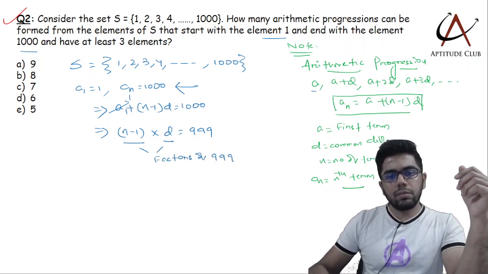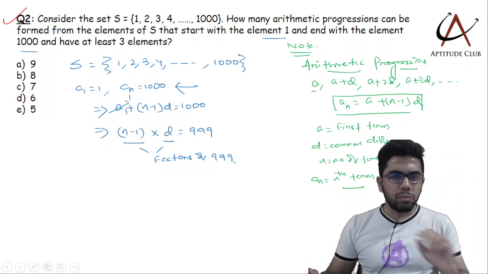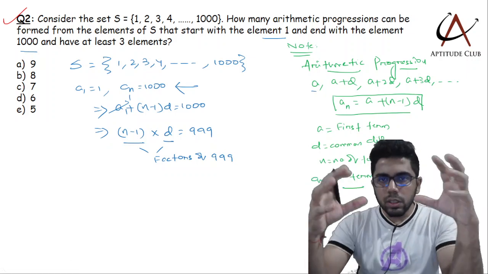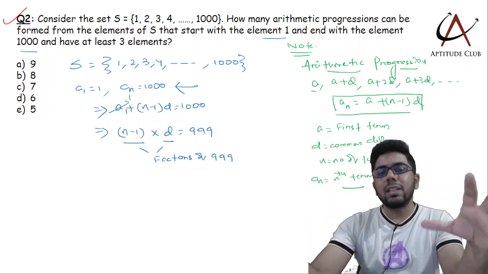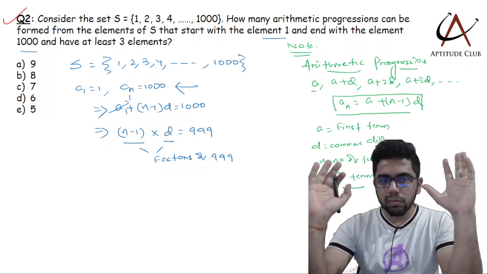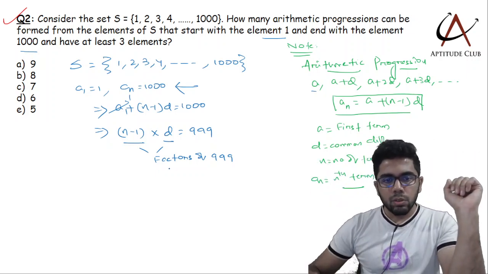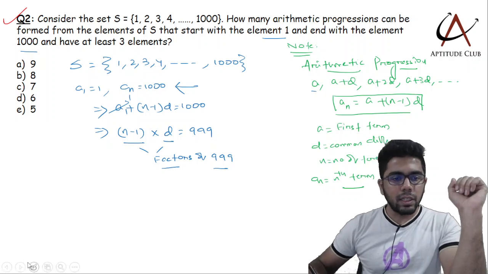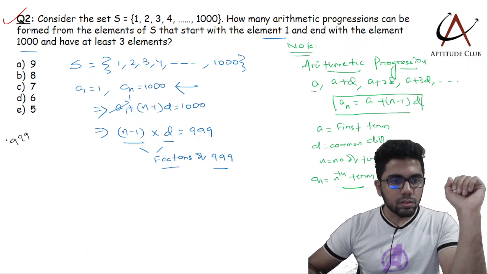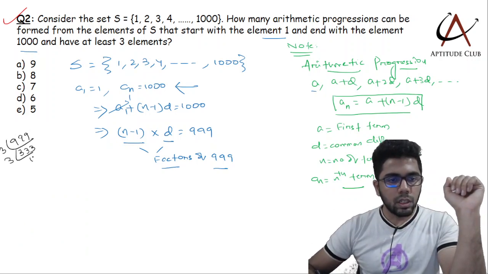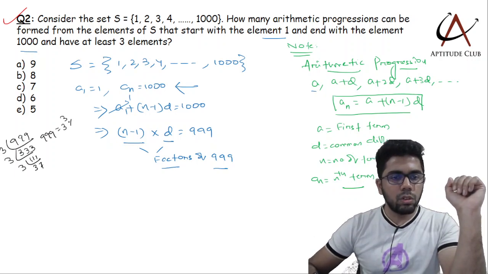So beautifully they have combined this AP and factor theory. Beautiful question. N minus 1 into d, product of these two things is 999. So these are both factors of 999. So how many factors does 999 have? Now if you prime factorize 999, it is 333, 3111, then 337. So basically 999 is 3 cube into 37 to the power 1.